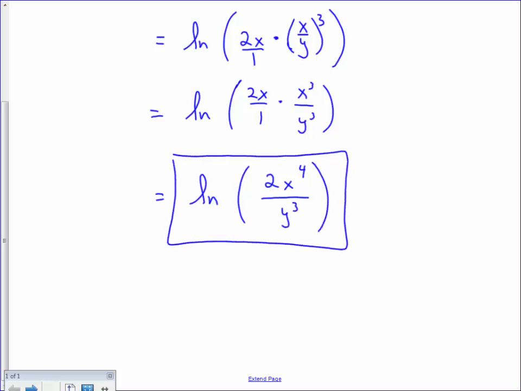And that is simplified as much as possible. You have one single log, which is what the instructions indicated to do, and then on the inside you have a fraction that cannot be simplified any further.